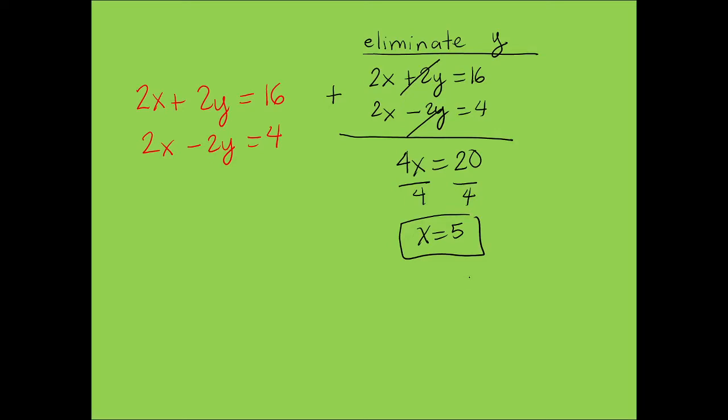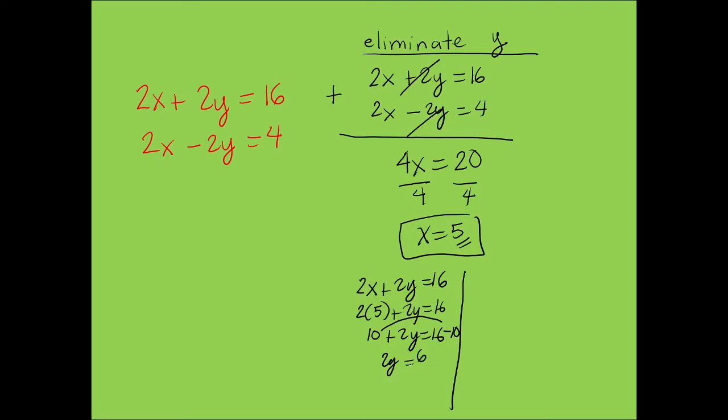Okay, let's make use of equation number 1 first. So, 2x plus 2y equals 16. Let's substitute 5 for x. So, this is 2 times 5 plus 2y equals 16. So, this is 10 plus 2y equals 16. Transpose this, it becomes minus 10. So, 2y is equal to 6, right? Divided by 2, what is y?